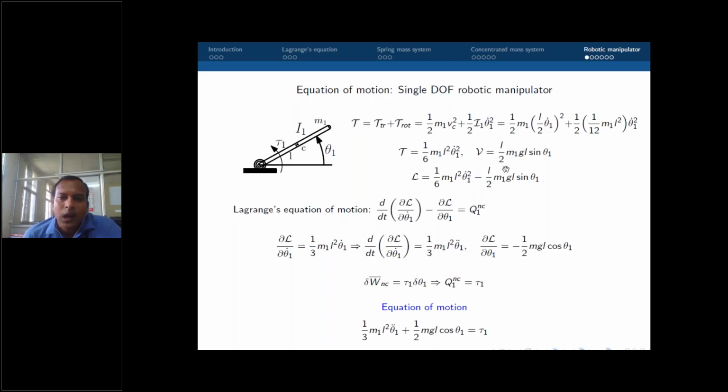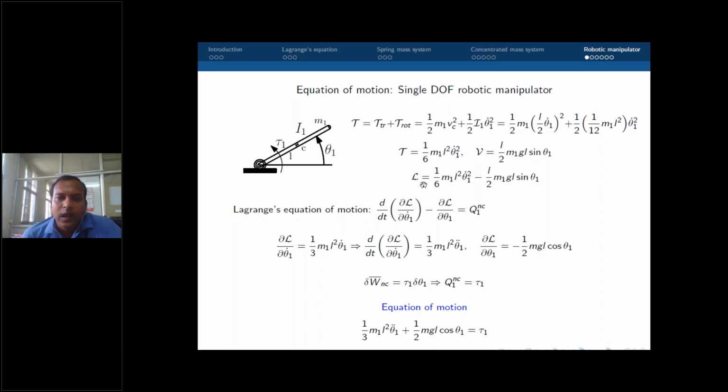So that is half, that is 1 by, this is 1, right? There is another typo here in the expression of E. This is half m1 g L sin theta. Okay, so actually m g L by 2 sin theta. m1 g L by 2 sin theta 1 is the potential energy of the system.